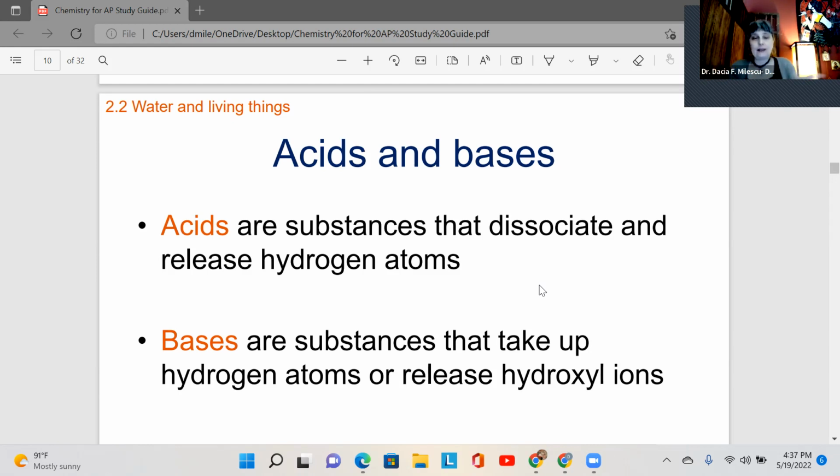Bases are the opposite polar end, where a basic solution or a basic substance, when it breaks down, substances are taken up by hydrogen ions. And so when it gets released, it's going to release hydroxyl, OH negative. All right. So these are substances that take up hydrogen atoms or release hydroxyl ions.